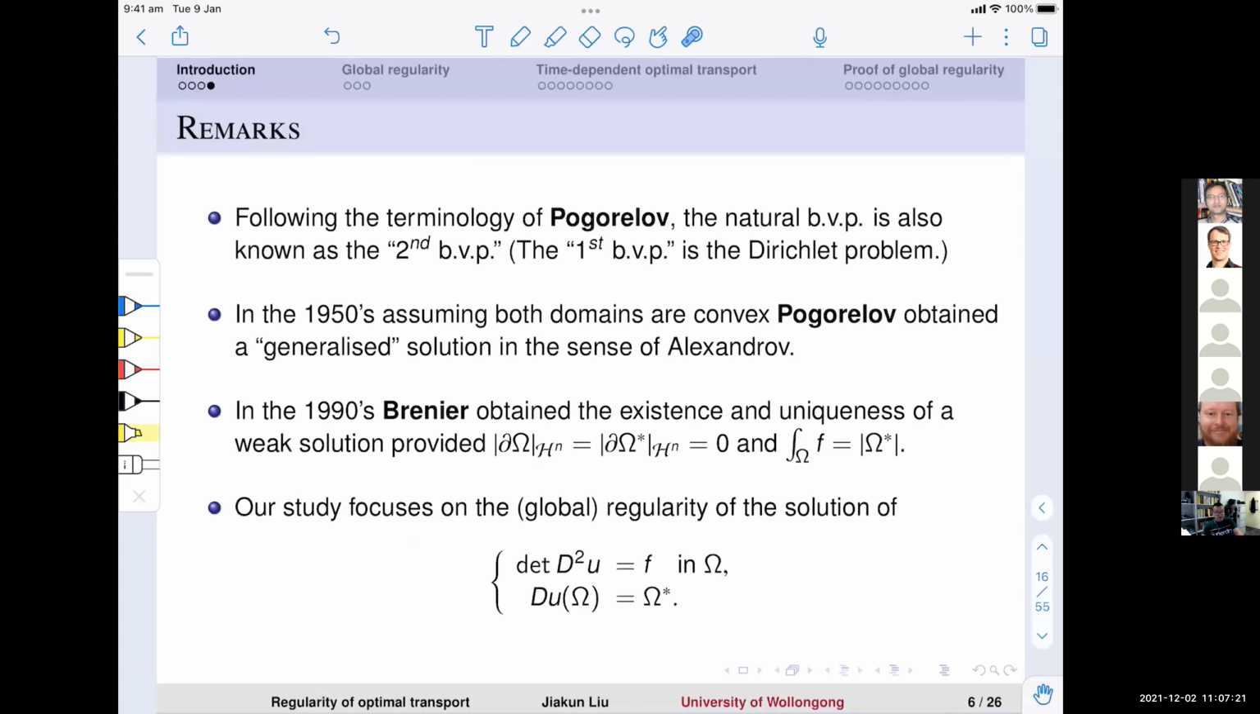Okay. But we are not talking about the weak solutions. Our study is going to focus on the regularity theory. So especially we are looking for the global regularity of the solution satisfying such boundary value problems. Okay, so that's our goal.